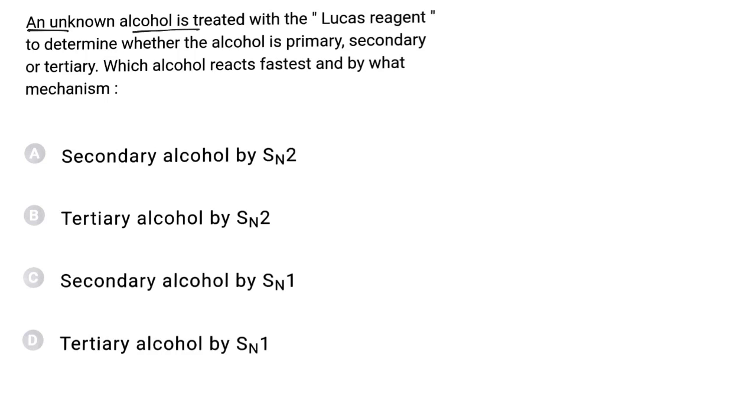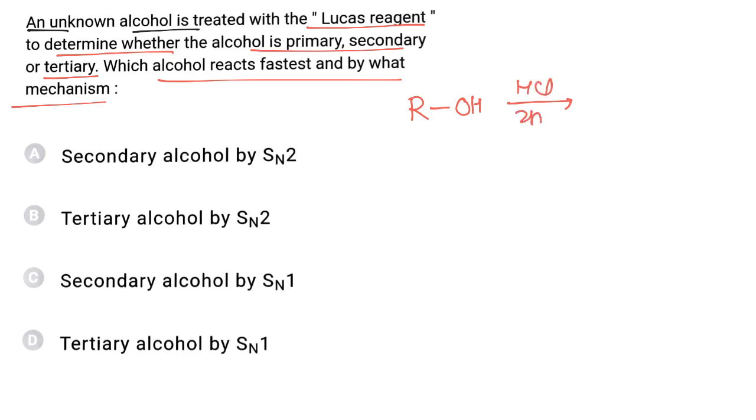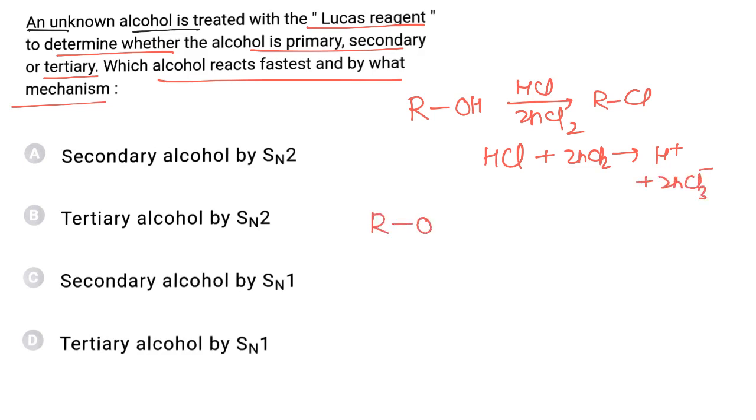An unknown alcohol is treated with Lucas reagent to determine whether the alcohol is primary, secondary or tertiary. Which alcohol will react fastest and by what mechanism? So, when alcohols are treated with HCl and ZnCl2, they form alkyl halides. Now, HCl and ZnCl2 first react to form a huge amount of H+ ions. Now, in the presence of H+ ions, OH gets protonated and forms the ROH2+ oxonium ion.